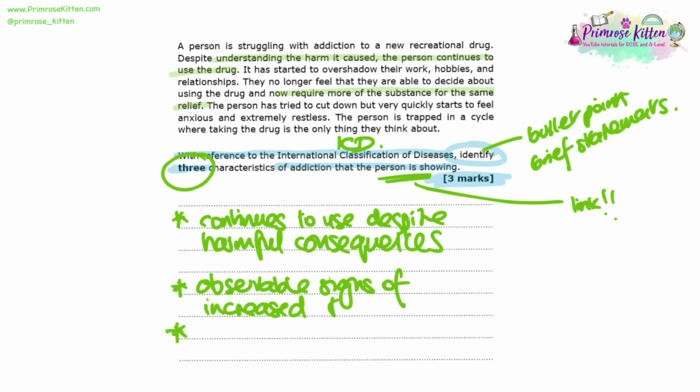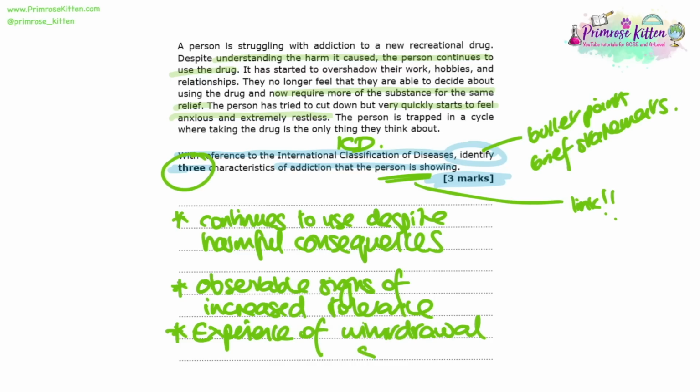Finally, we can note from the scenario that even though they have tried to cut down, they very quickly start to feel anxious and extremely restless. This can be linked to the diagnostic criteria of experience of withdrawal symptoms. This can be recorded as the third characteristic of addiction. Other characteristics could have included impaired control of use, an intense need for the substance, or an elevated importance placed on substance use.